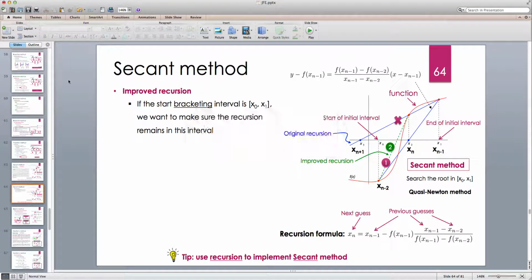And what we are going to do is that if we start with the bracket x0, x1, then we want to make sure the recursion remains in this interval.